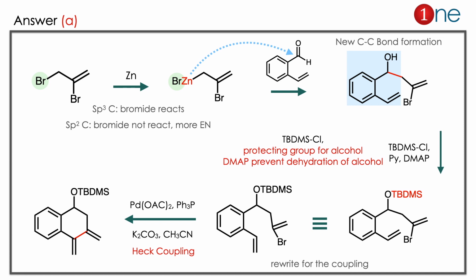Here you have to learn 2 things. One is TBDMS and DMAP. Both protect the alcohol from any sensitive reagents. Second thing is Heck coupling. If you have an alkyl halide with a double bond, you might guess it's a Heck coupling.